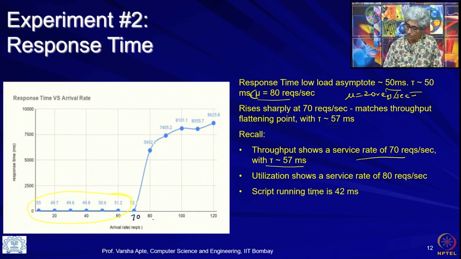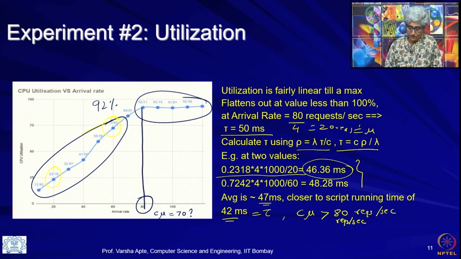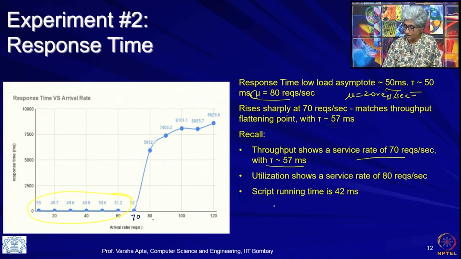The utilization on the other hand, if you look at this part, it is showing that the capacity after which there is a flattening out looks like around 80, okay, but the script running time is 42. And 80 corresponds to basically 50 milliseconds tau, but the actual script running time which the people who did this experiment have measured was 42 milliseconds, okay. So, what is going on here?